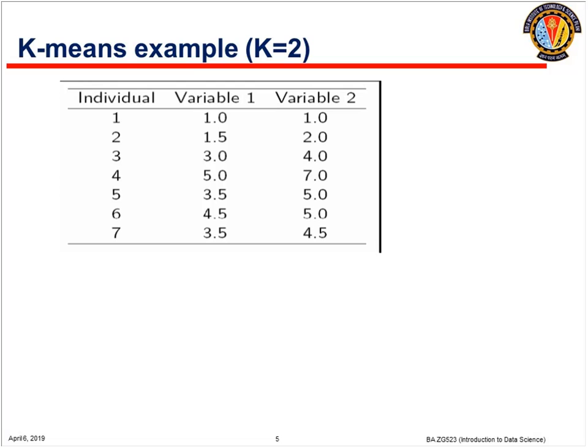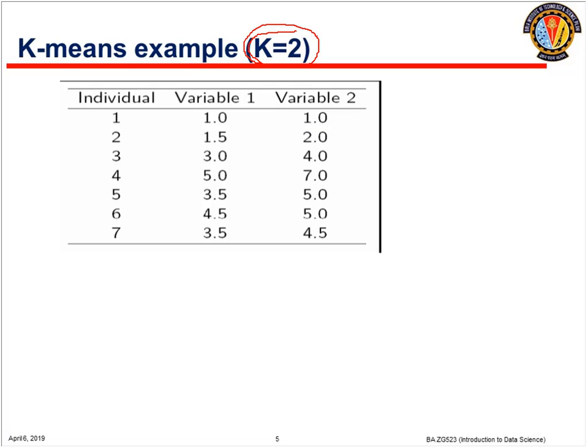So this is a very toy example. It's just for learning. So you have 7 samples. Each sample has 2 features, variable 1 and variable 2. So for example, sample 1 has features 1, 1, sample 2 has 1.5, 2, and so on. And here we want to create 2 clusters by using k-means. K is equal to 2 is given. So that means you want to group these numbers into 2 clusters.